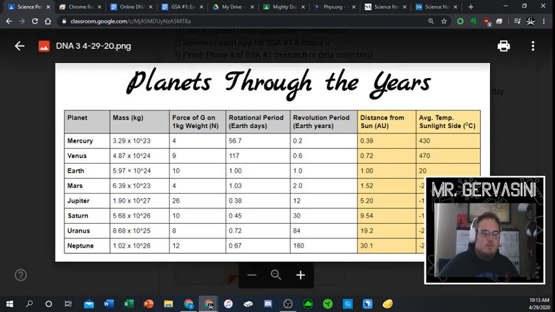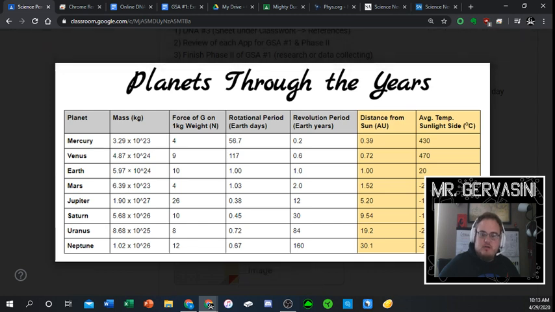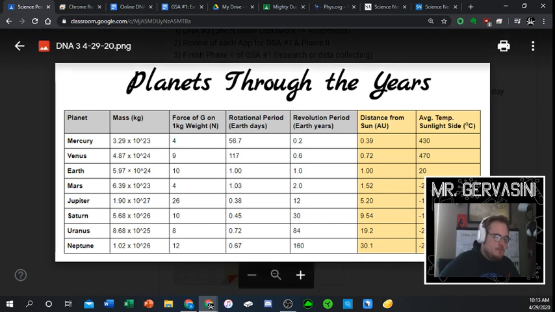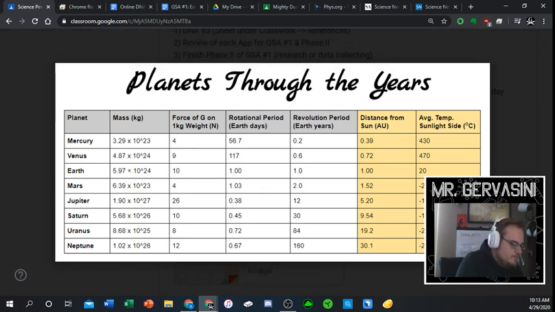I just want to move on to talking about GSA. So, distance from the sun in AU, average temperature sunlight side, degrees Celsius. I'm going to put them in order, and then I'm going to compare the temperature. So, I'm putting it in my chart. Mercury, Venus, Earth. Oops, a little off. Mars, Jupiter, Saturn, Uranus, Neptune.